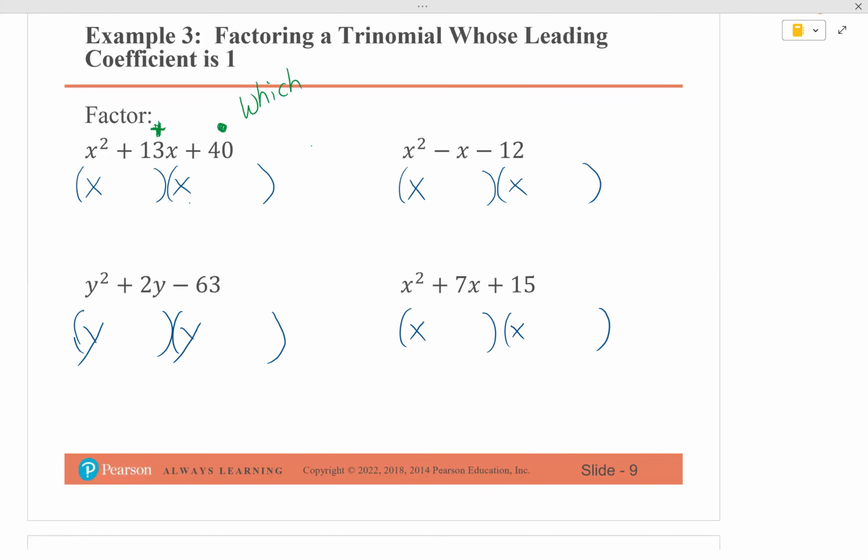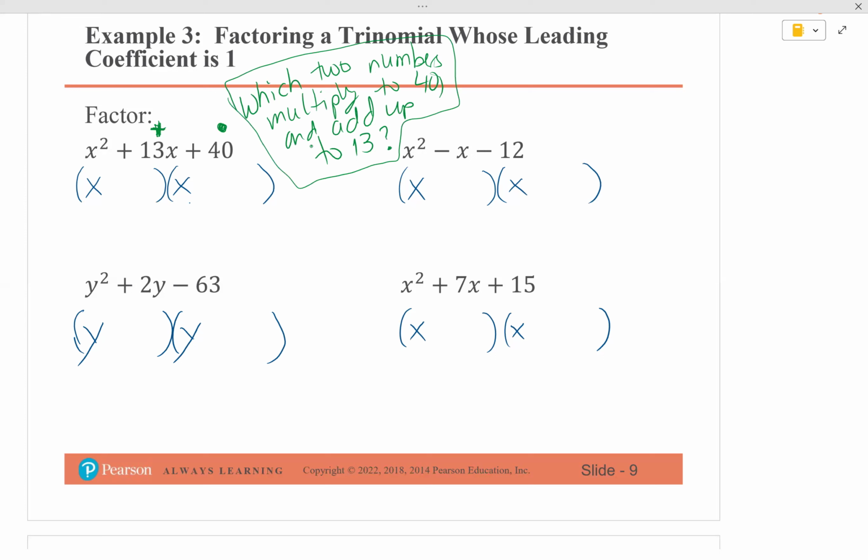Which two numbers multiply to 40 and add up to 13? There are a lot of pairs of numbers that multiply to make 40, but there's only one unique pair that would add up to 13. So you can start thinking about it, and if you know the answer, boom, you just write the numbers in the parentheses with the x right here. But I can always start brainstorming.